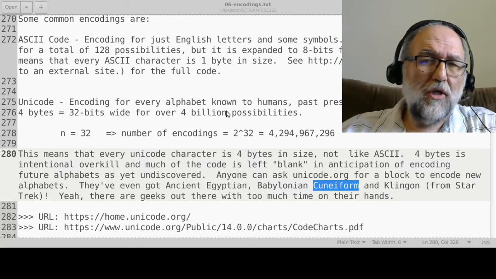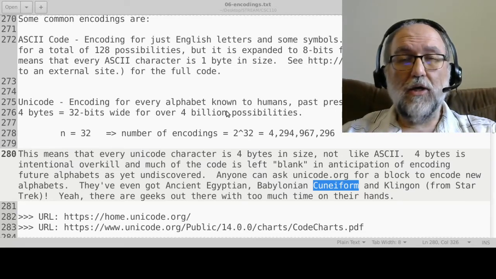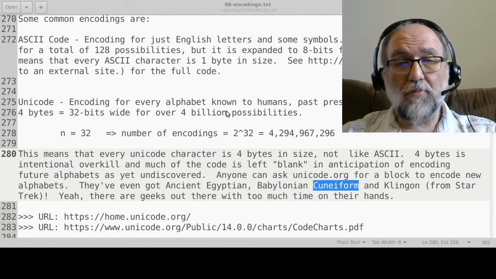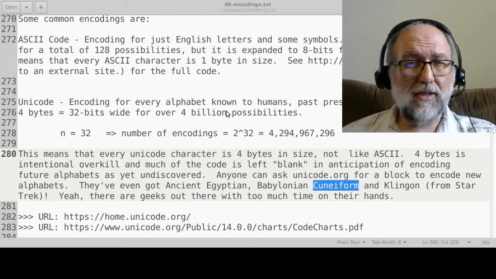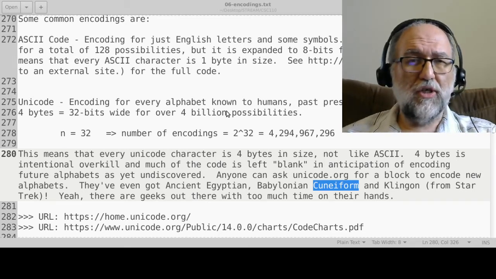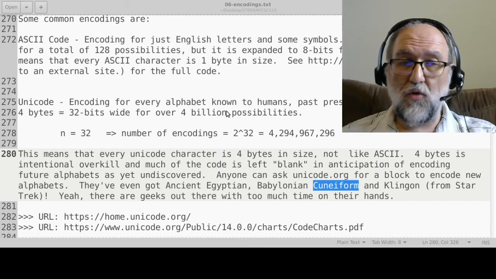And you say, well, why is there so much encoded? Because there can be. With 4 bytes per character, you've got 4 billion possibilities, and with 4 billion possibilities, you've got a huge dictionary. So that's the story with Unicode.